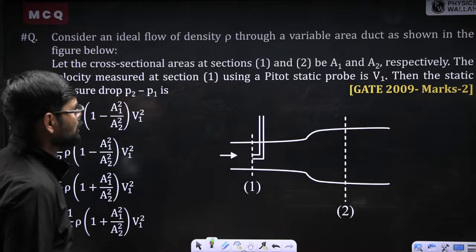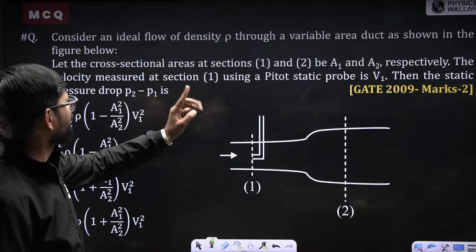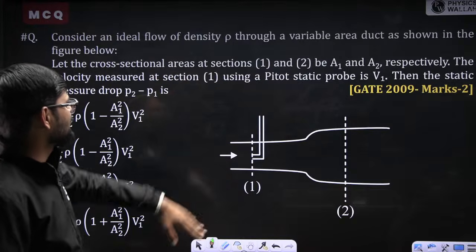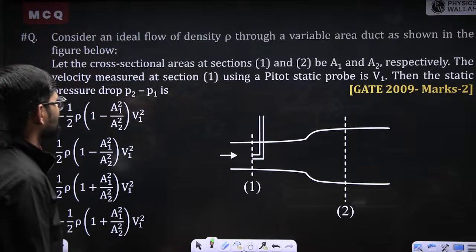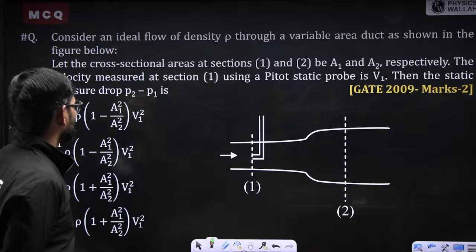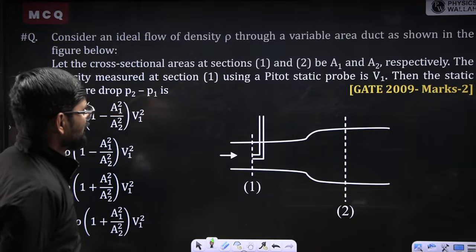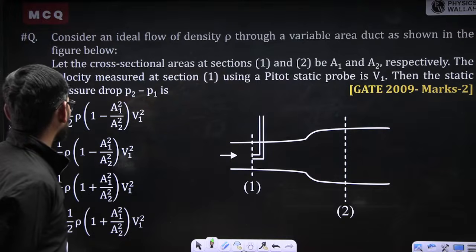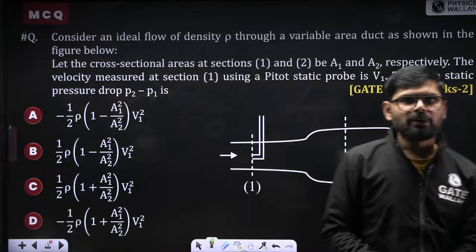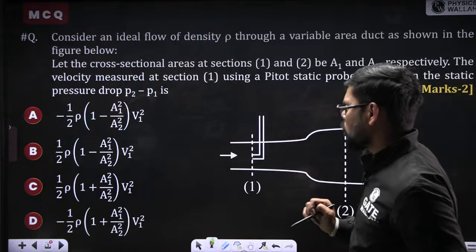The question is this one only. Consider ideal flow, density rho is constant, in a variable area duct, shown in the figure. The cross-section areas at sections 1 and 2 are given respectively. The velocity measured at section 1 using a pitot tube is V1. Then we only need to find out the static pressure difference P2 minus P1. V2 is not known to us, right?